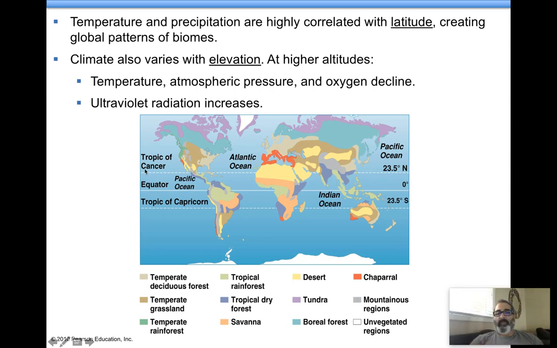Excuse me. 0 degrees right there. When you go north or south of 0 degrees, you're going north latitude or south latitude. The Tropic of Cancer is 23.5 degrees north. The Tropic of Capricorn, 23.5 degrees south. San Diego, we're over here. We're about 32 or so degrees north.